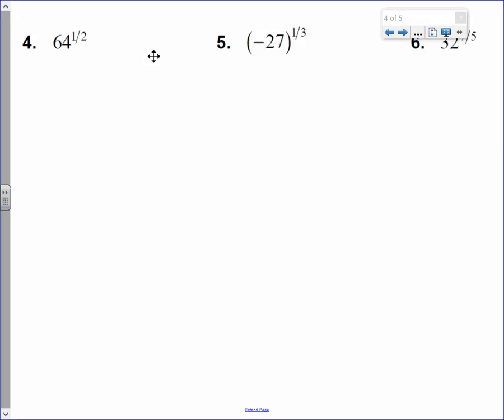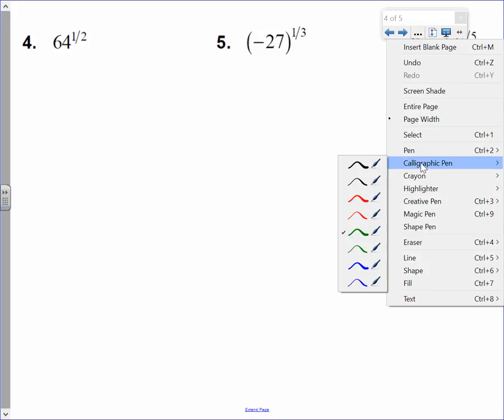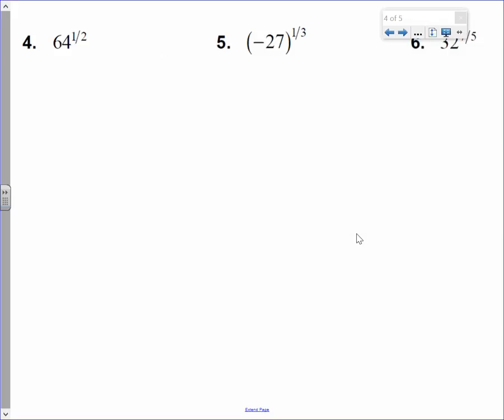But everyone look at number 4. 64 to the 1/2 power. Are you sure? Let's see. What does this translate into in terms of a radical? Murillo, hit it. So let's translate this into a radical. Let's rewrite it using our logical rules from yesterday.